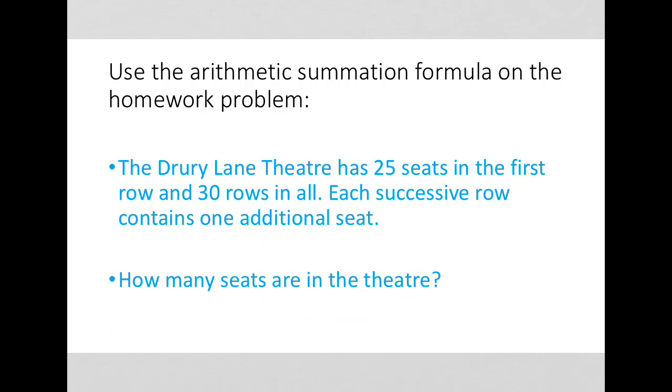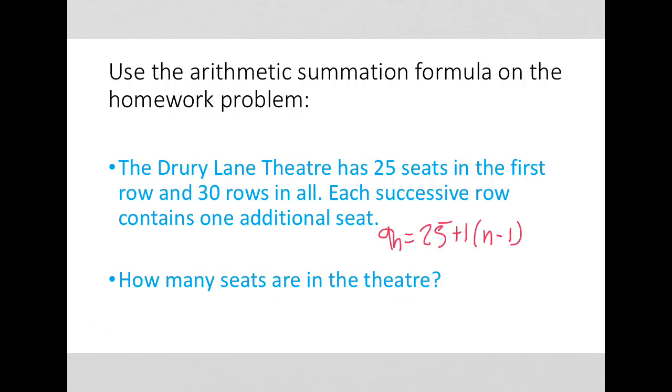So let's go ahead and use this property now to answer the problem we started with. So let's come up with our recursive formula for this. So a sub n will equal our first value, which is 25, because our first row is 25 seats, plus our common difference, which is 1 times n minus 1 right there.